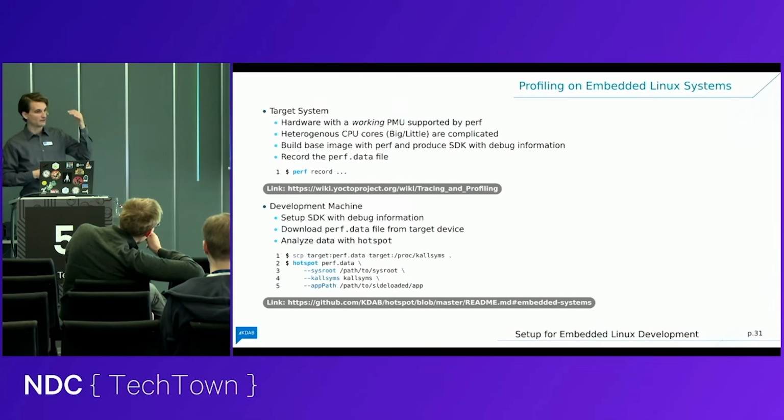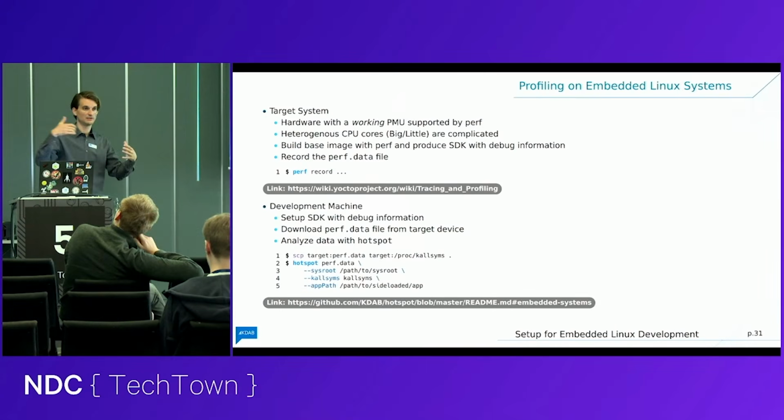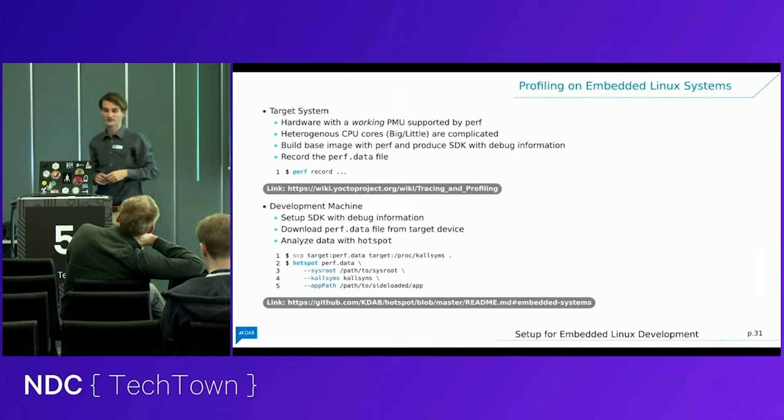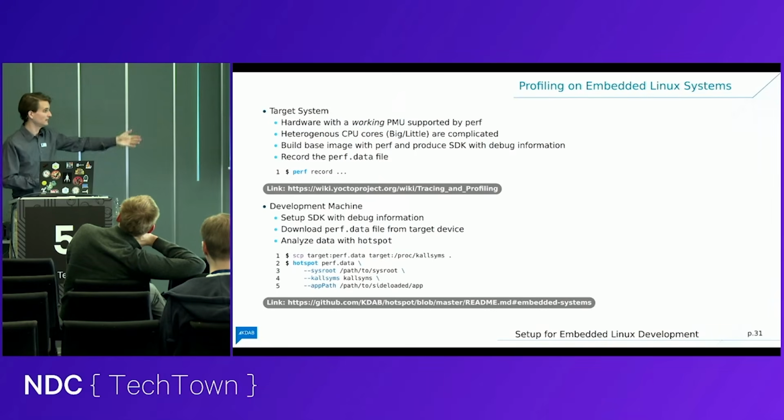Maybe you have a path to a side-loaded app that you deploy directly using SSH to the device. You specify the paths to all of these things when you run Hotspot, loading the perf data file that you downloaded directly from the machine, and then it just works. It's really not rocket science. And if you have any questions, look at the documentation, reach out. It just works.